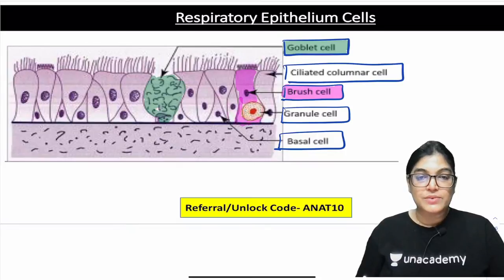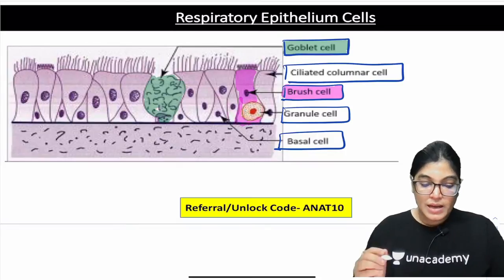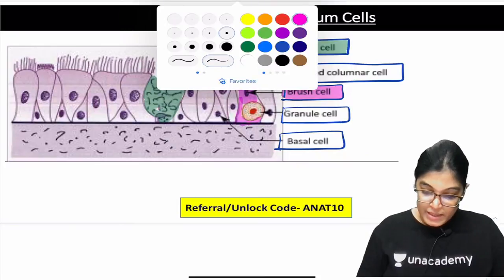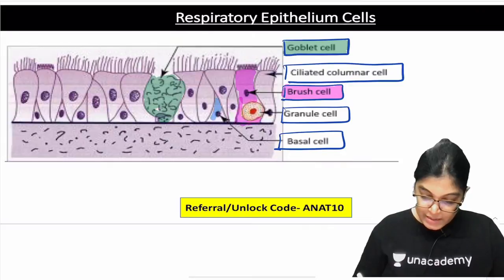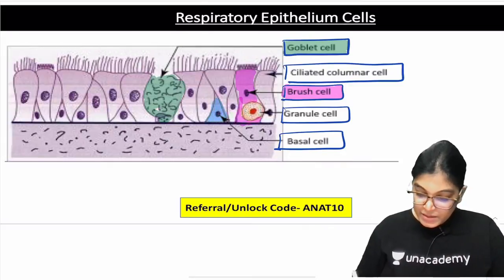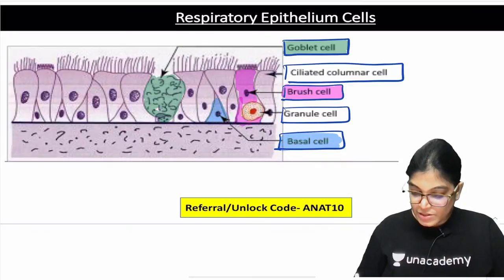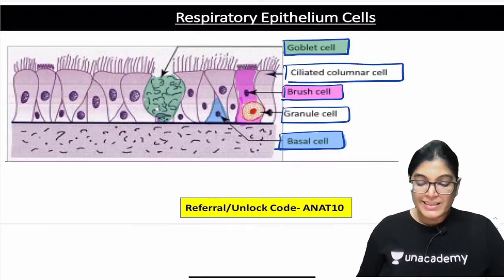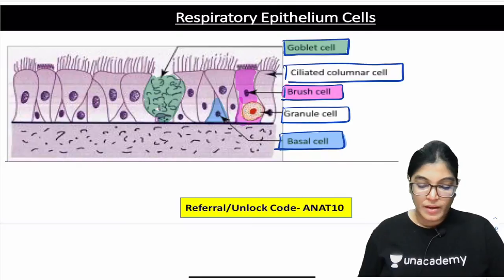On the free surface, basal cells are small pyramidal type. So yes, see here, if we talk about this cell, that is pyramidal in shape, this is the basal cells resting close to the deeper aspect. It is in the pyramid shape.